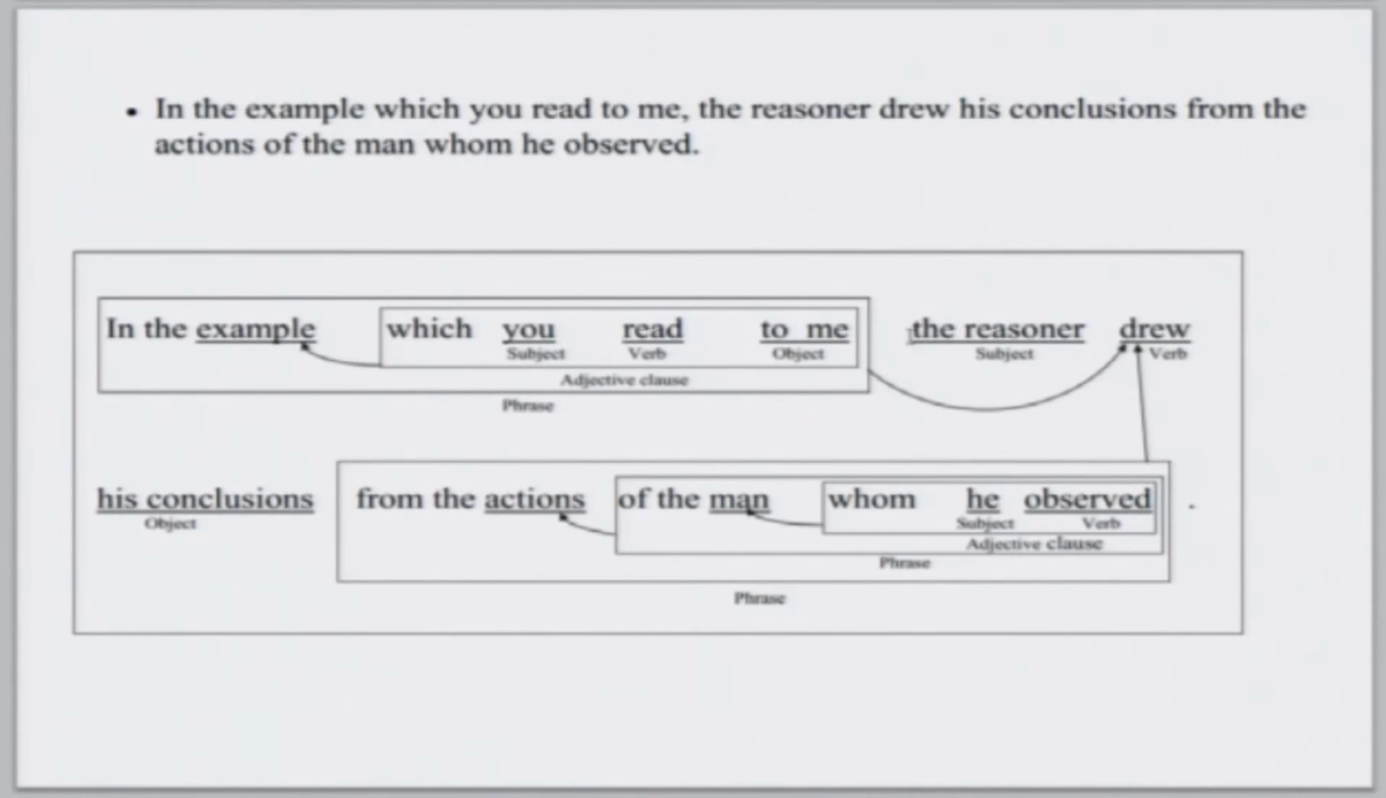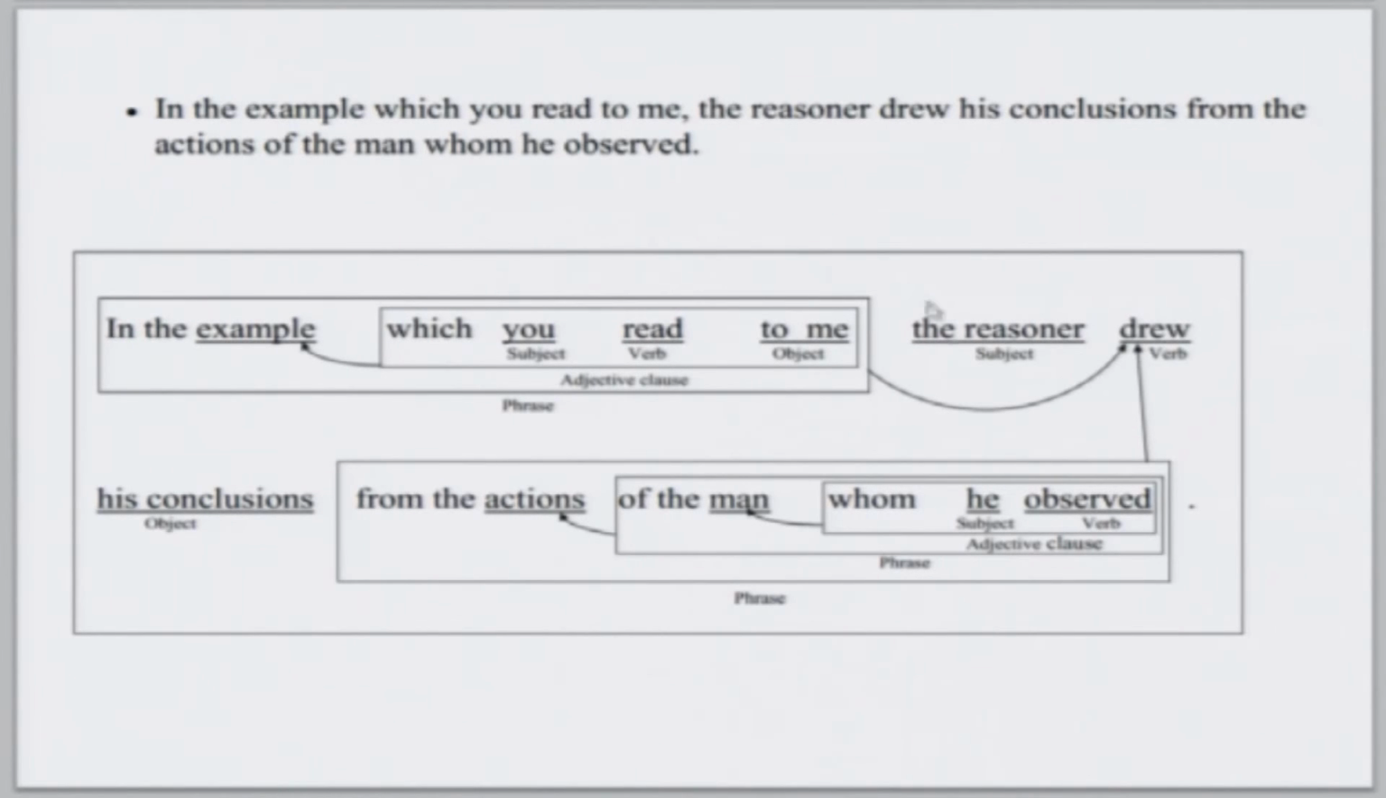So, this has one main clause, the reasoner drew his conclusions. From the actions etc. is coming as a phrase to this. From the actions of the man, this "whom he observed" is another clause which is qualifying man. This adverb phrase qualifies drew, in that the word example is being qualified by this adjective clause. So, these are two dependent clauses, subordinate clauses. This clause is qualifying example, this clause is qualifying this, and others are phrases of course.